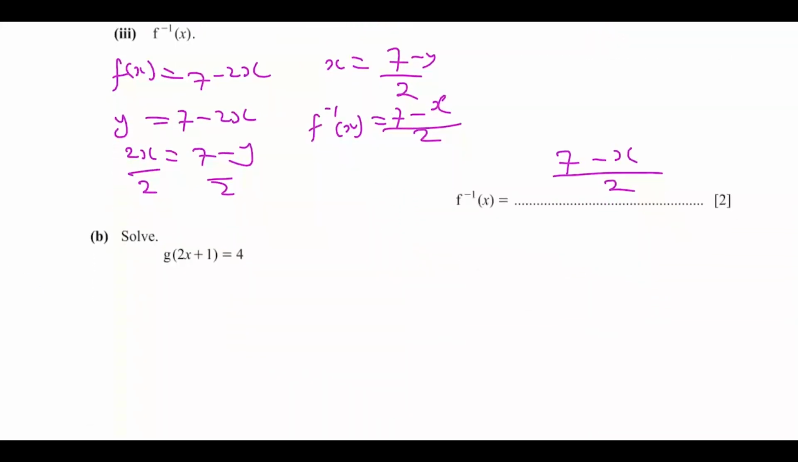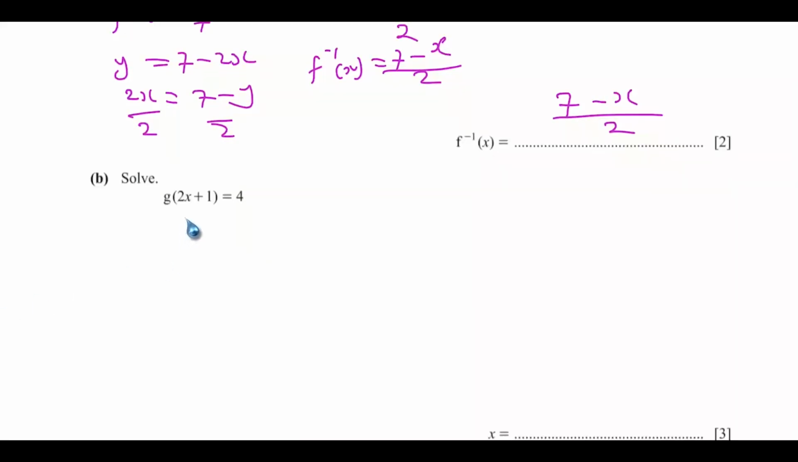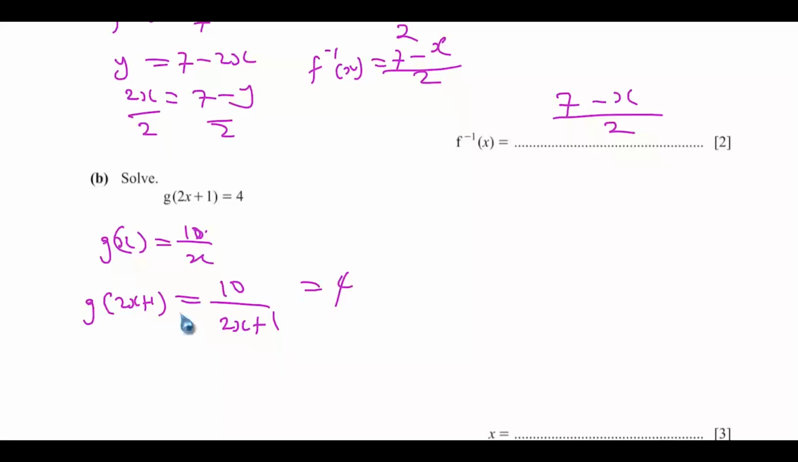Part B, solve g(2x plus 1) equals 4. We already know that g(x) is given as 10 over x. So that means g(2x plus 1) will be, anywhere we see x, we put 2x plus 1. So this will be 10 over (2x plus 1) equals 4. This is a linear or simple equation, so let's cross multiply. We are solving this equation now, so we can cross multiply.